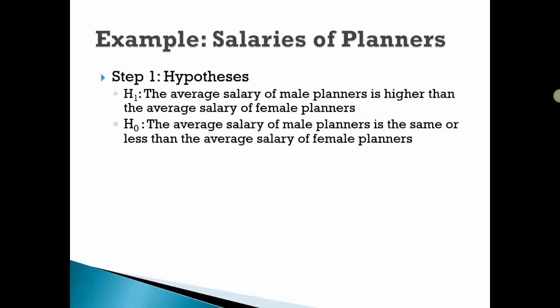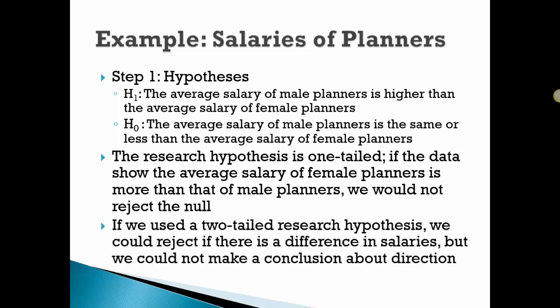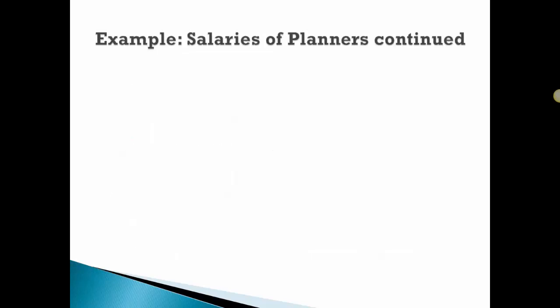All right, so let's take an example from your book, and they're looking at salaries of male planners versus the salary of female planners. The research hypothesis, or H1, is that the average salary of the males is higher than the average salary of the females. And the null hypothesis is that they're the same, or perhaps the males are lower than the females. The research hypothesis in this case is one-tailed, and if the data show the average salary of female planners is more than the male planners, we would not reject the null. So in other words, we're cutting off an option here. If we use the two-tail, we would reject if there's a difference in salaries in either direction, but we couldn't make a conclusion about the direction.